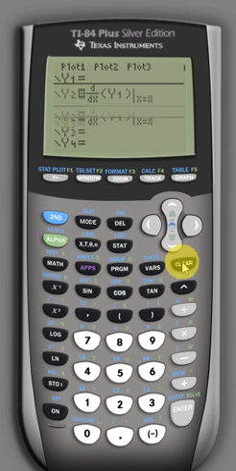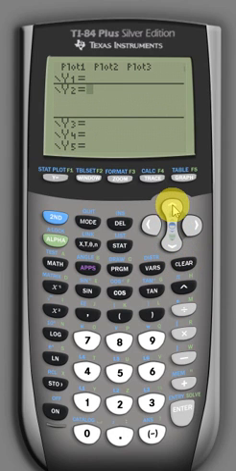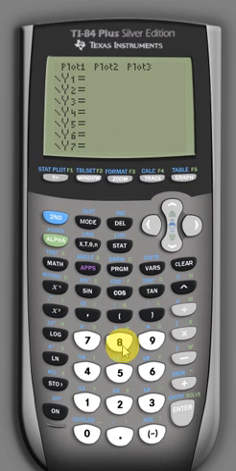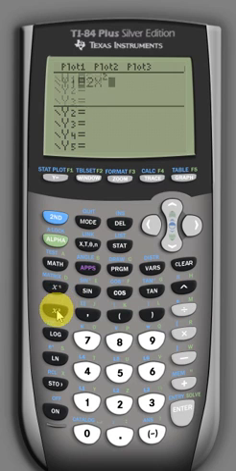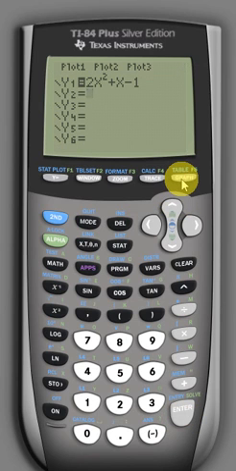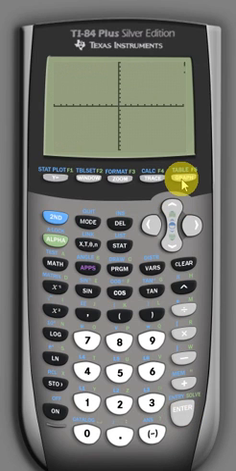I better clear these entries though. So we'll enter a function here. It should be a quadratic. Let's say it's 2x squared plus x minus 1. So enter this. So first you can graph it. It looks something like this.